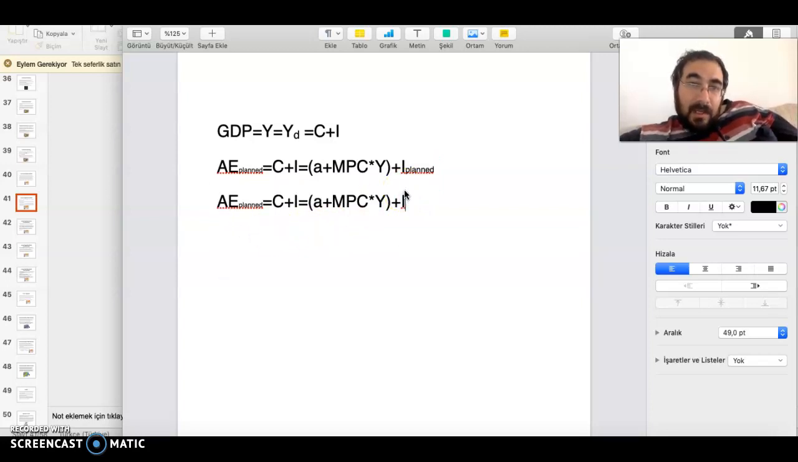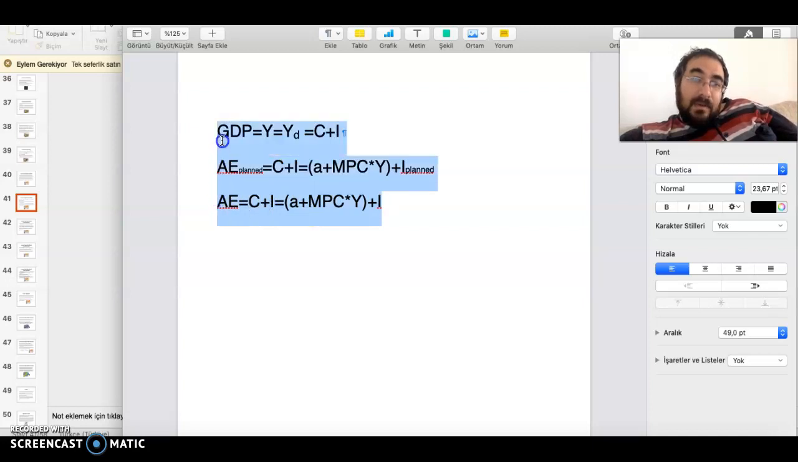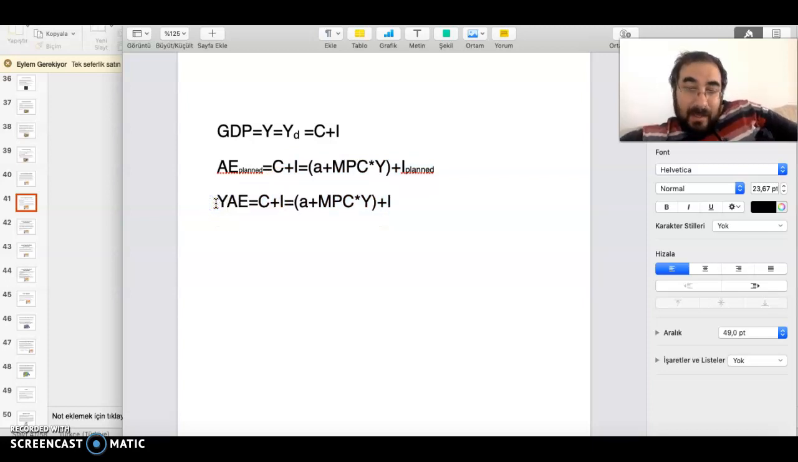without the planned part. So the aggregate expenditure will always equal GDP, because in the end, the companies produce, but part of the products they cannot sell, they put into the inventories, and that inventory is added to the investment. So you will see it there. So basically, you always have AE equal to Y in this case.